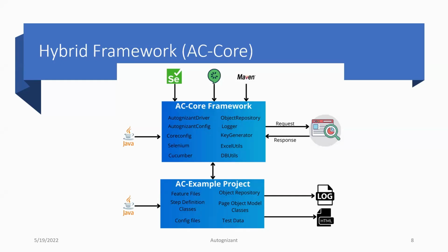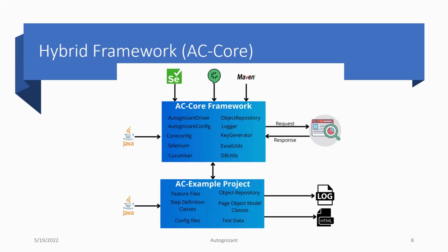Coming to hybrid framework. So hybrid framework is a combination of data-driven framework and keyword-driven framework. So here we are trying to combine both the frameworks and remove the limitations of both the frameworks. So here you can see in the diagram, AC Core framework is a hybrid framework which is built on top of Selenium, Java, Cucumber, and Maven.